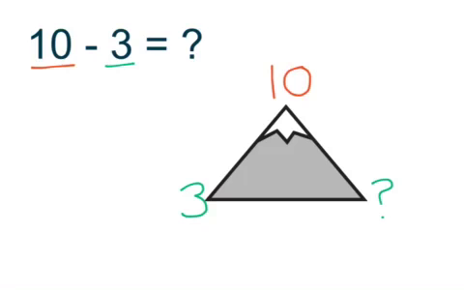I can think of 10 minus 3 equals what, or 3 plus what equals 10. If I have 3 down here and I were to draw circles up to 10, 4, 5, 6, 7, 8, 9, 10, I can count how many circles I drew. 1, 2, 3, 4, 5, 6, 7. So the missing part is 7. 10 minus 3 equals 7. Let's look at another strategy.